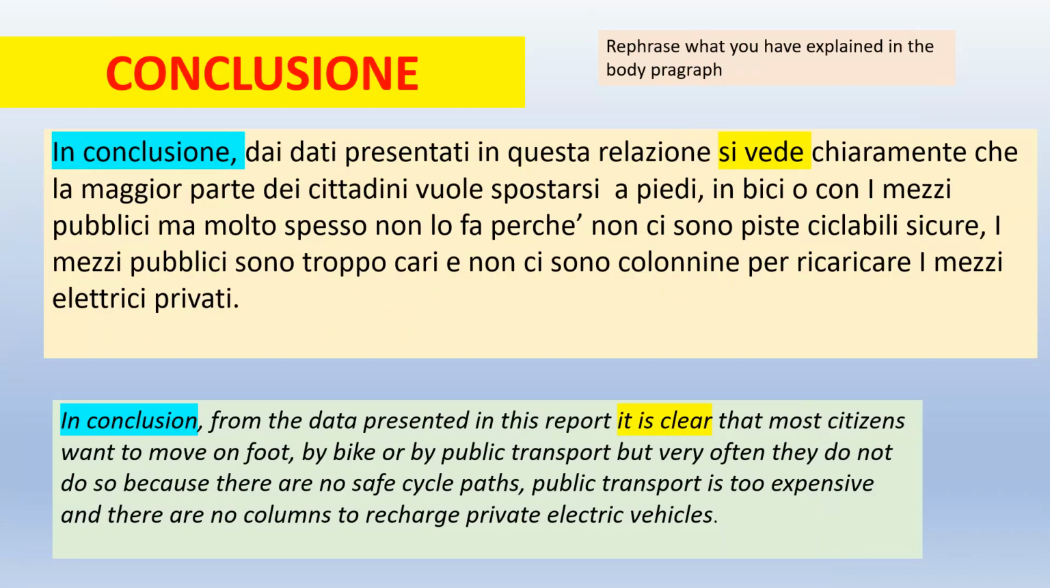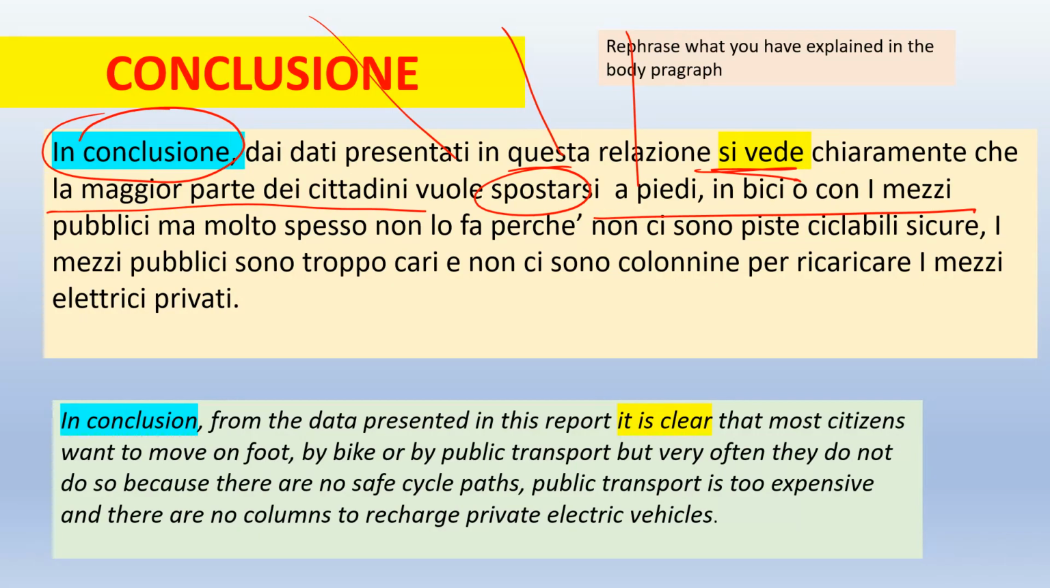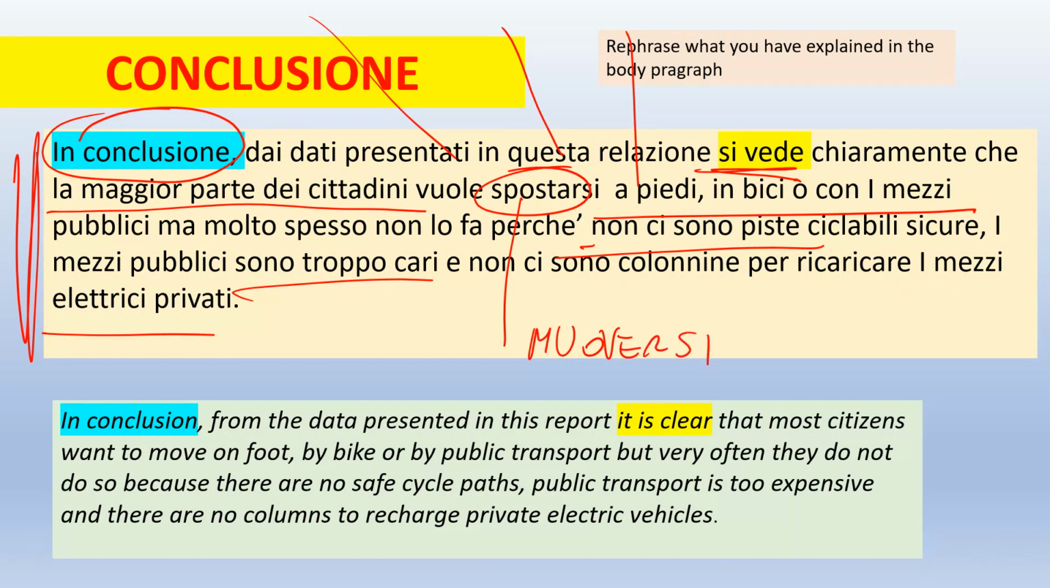Okay, let's go to the conclusion. Conclusion, in conclusione, si vede. Now I've got to bring again the 3 points. So they tell me that la maggior parte dei cittadini vuole spostarsi a piedi. And then non ci sono piste ciclabili, sono troppo cari e non si possono ricaricare i mezzi elettrici privati. I just summarized what was said earlier by using synonyms and using different words. So instead of spostarsi, I could use muoversi and so on. Or this one is a good one.